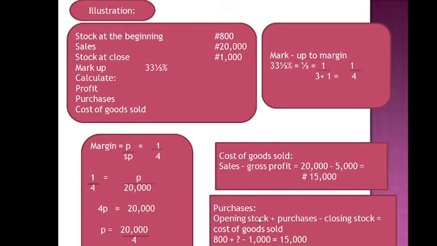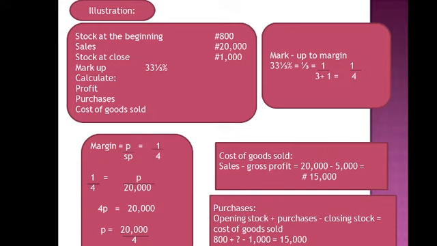Now let us get the purchases. For us to get purchases, we're supposed to do opening stock plus purchases minus closing stock equals cost of goods sold. But now we have opening stock, closing stock and cost of goods sold, but we don't have the purchases. So this is the formula: 800, which is opening stock, plus question mark, because we are looking for the purchases, minus 1,000, which is the closing stock, equals 15,000, which is the cost of goods sold. Have you seen the reason why I solved the cost of goods sold before the purchases? Because I know I'll be needing this figure. Are you with me? All right.